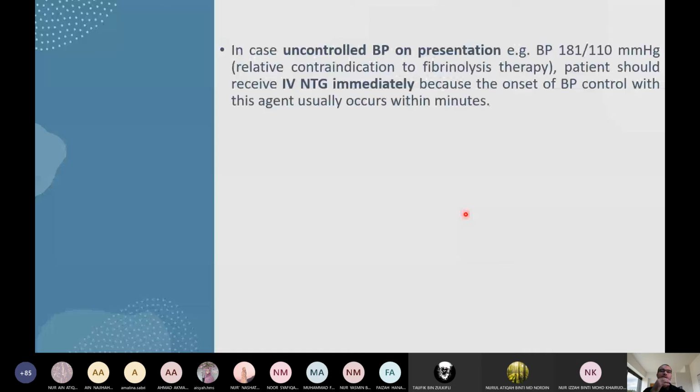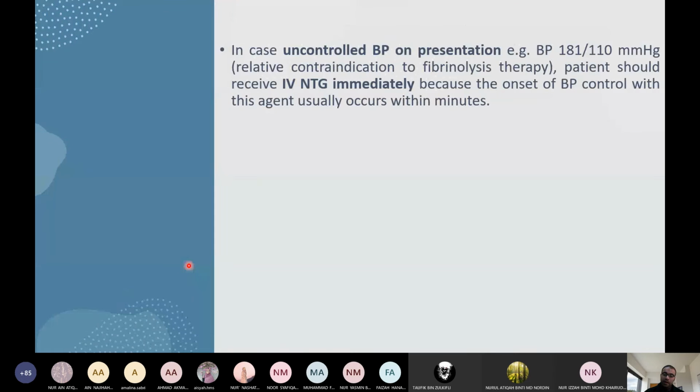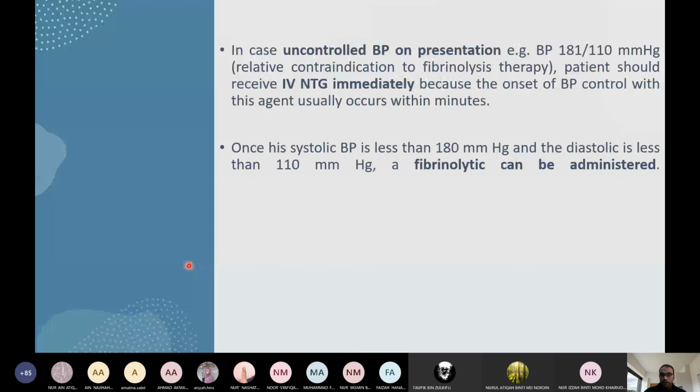In some of the cases you will find the point we have highlighted here, the blood pressure, for example. The patient on presentation has a high blood pressure, but has no other absolute contraindication for fibrinolytic therapy. In those patients, what should be done? In this patient with uncontrolled pressure, you have to give immediate IV medication to bring the blood pressure under control, and then later you can introduce the fibrinolytic therapy. Once the systolic comes below 180 and the diastolic below 110, the fibrinolytic therapy can be administered.